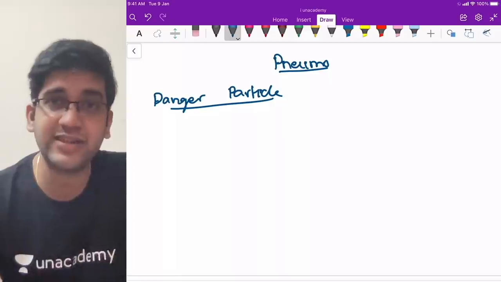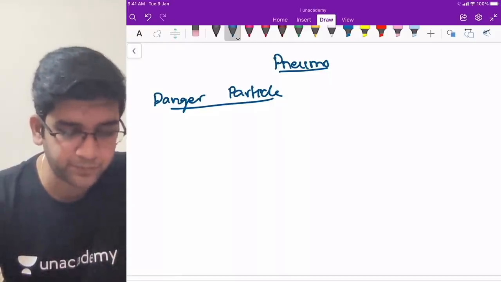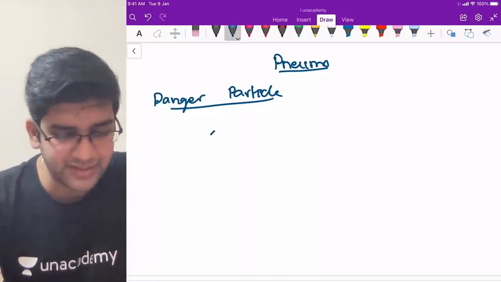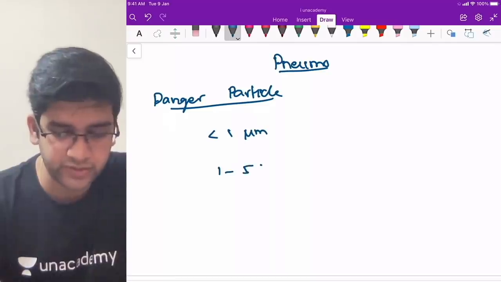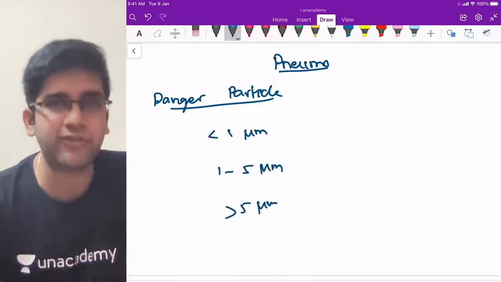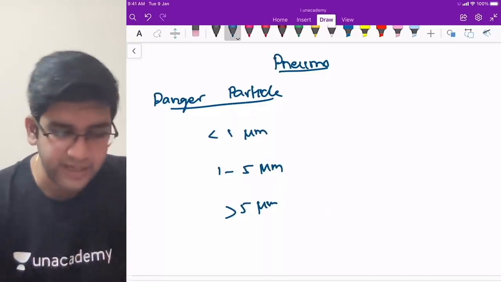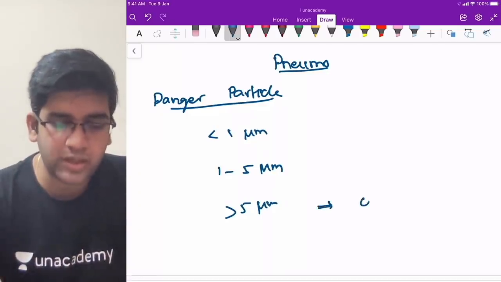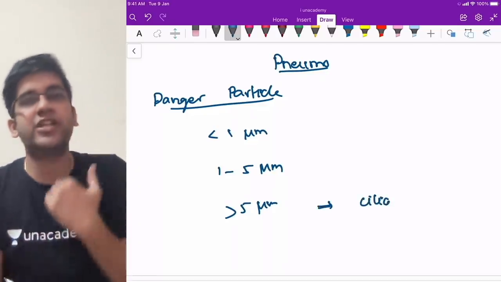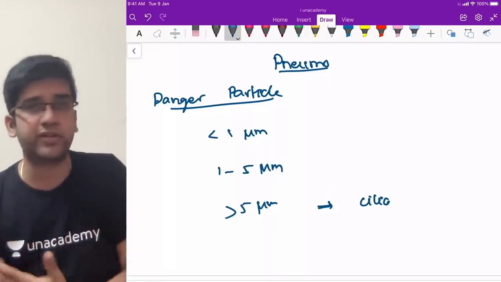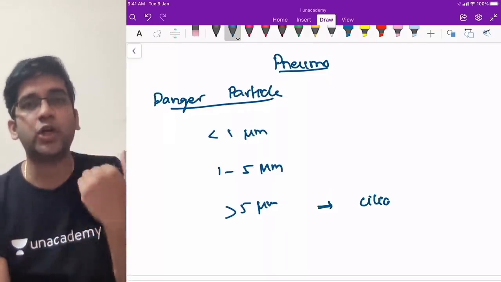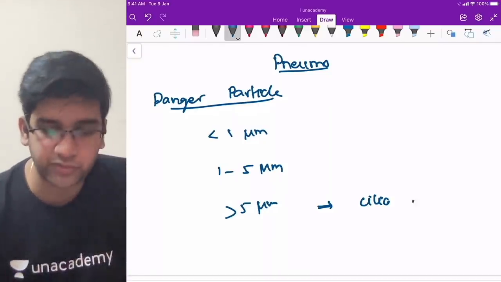So when you have these dangerous particles, let's say if it's less than 1 micron size, fine, 1 to 5 micron size, and greater than 5 micron size. This is how I'm going to divide any particles I inhale. If something is greater than 5 micron size, what will happen is they'll be caught up in the cilia of the respiratory tract. Let it be your respiratory or your bronchial tree, wherever the cilia are, it'll get caught up and it'll be expelled. We'll cough it off, right?